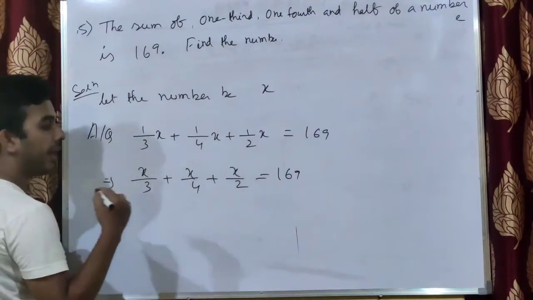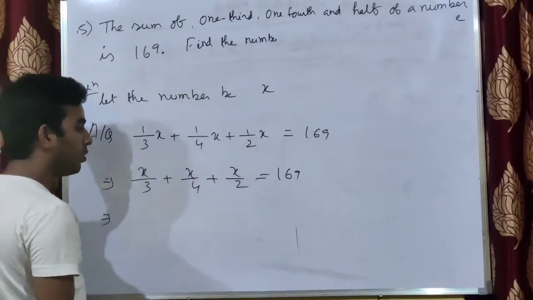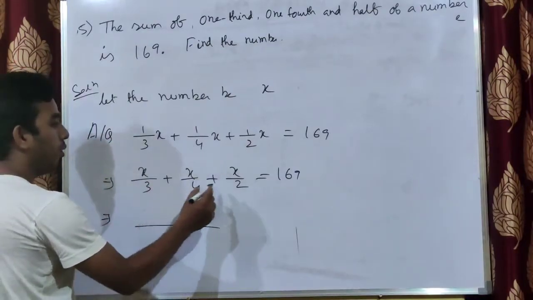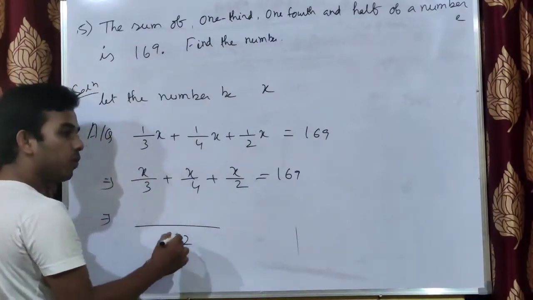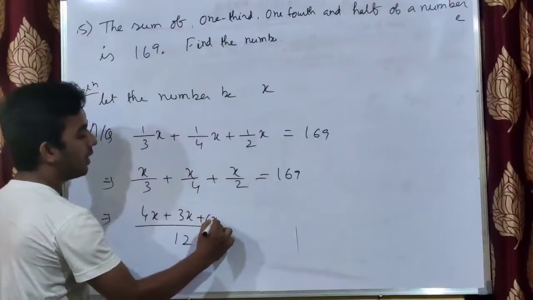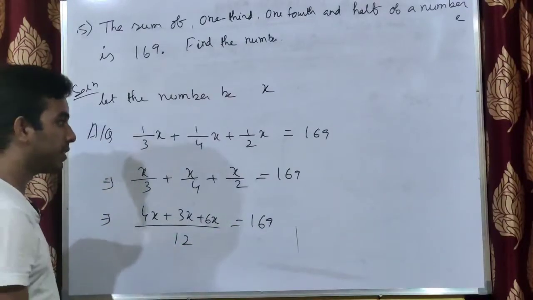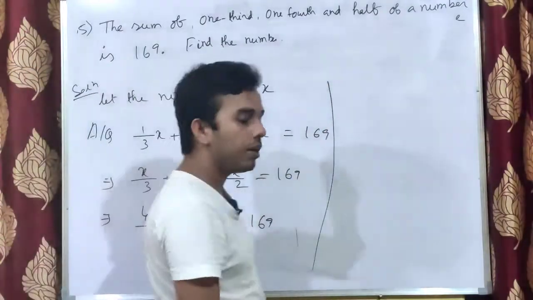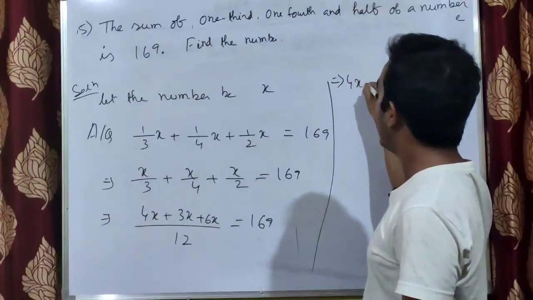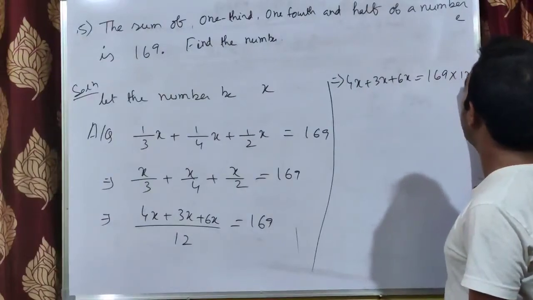Now what we'll do? We'll take the LCM, that is the lowest common multiple of 3, 4 and 2. It is 12, right? 12 can be divided by 3, 4 and 2. So 12. Now 3 into 4 is 12, that is 4x plus 3x plus 6x equals 169. Now as 12 is multiplied, when we change the side, it will get divided, so 4x plus 3x plus 6x equals 169 into 12.